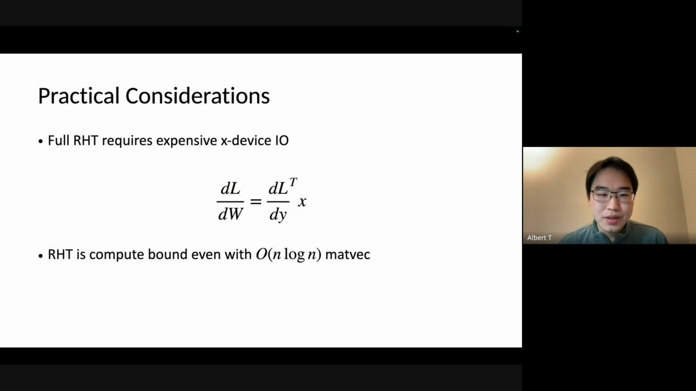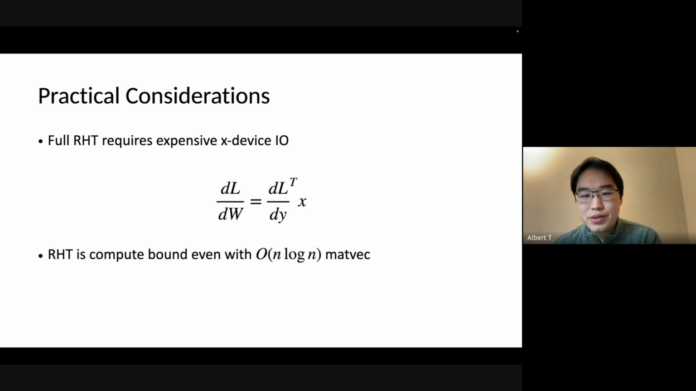So finally, I'm going to talk about some practical considerations about applying the RHT. If you apply the full RHT, then you incur really expensive cross-device I/O. When you calculate dL/dW, you're reducing along the batch dimension. So dL/dY is B times M, and this matrix multiplication is an M times B matrix times a B times N matrix, and B is your data dimension. That's what you're reducing across.